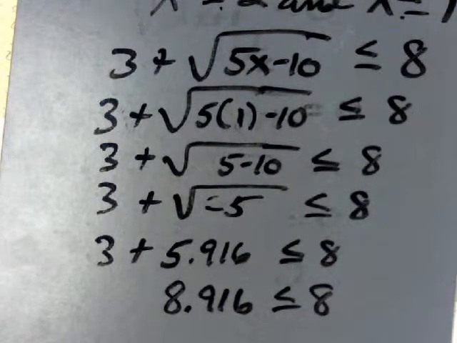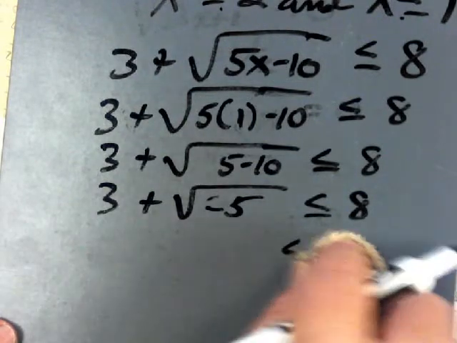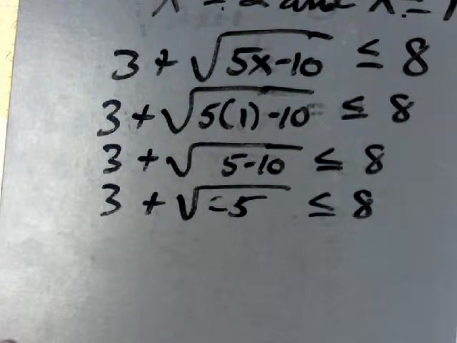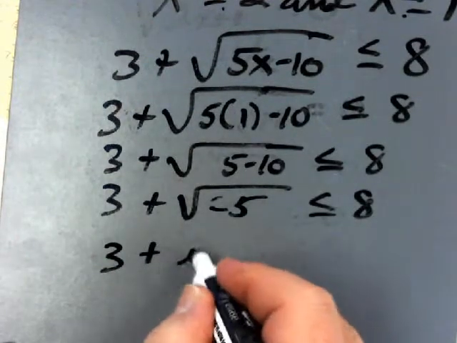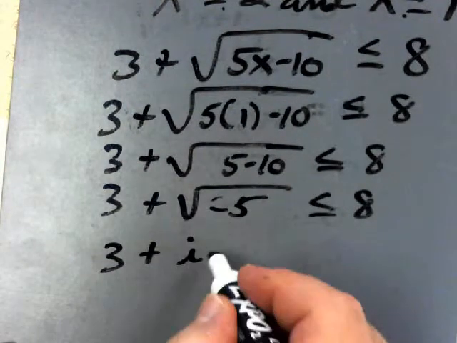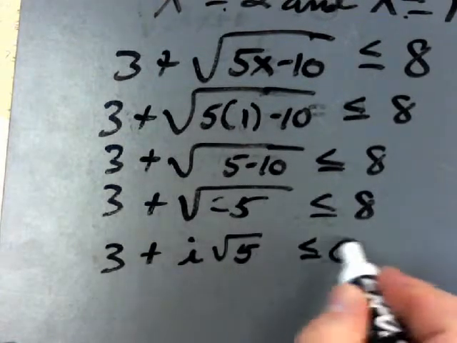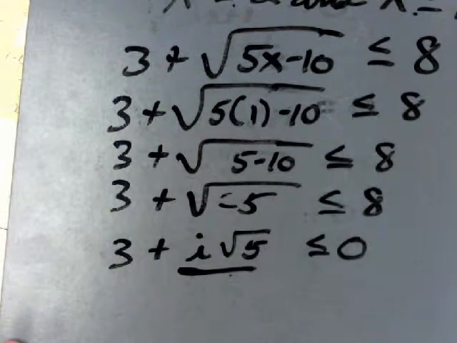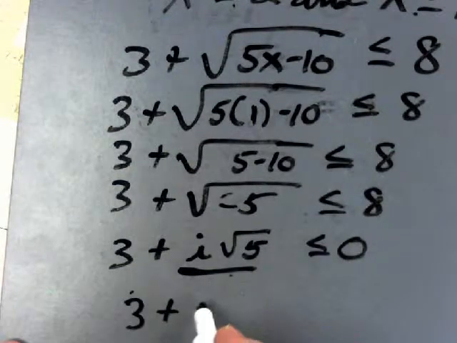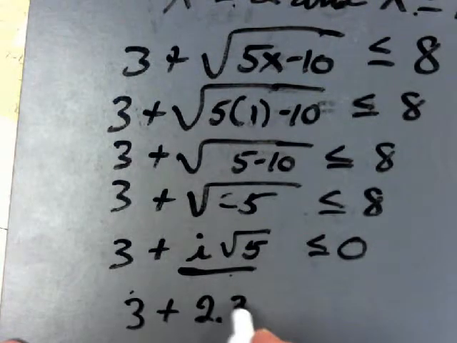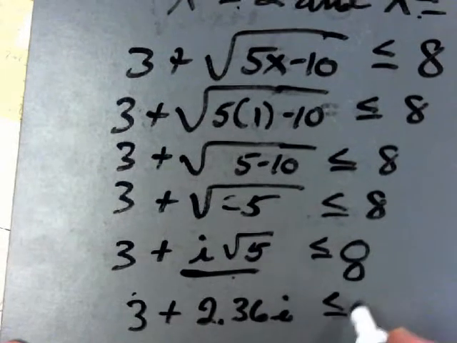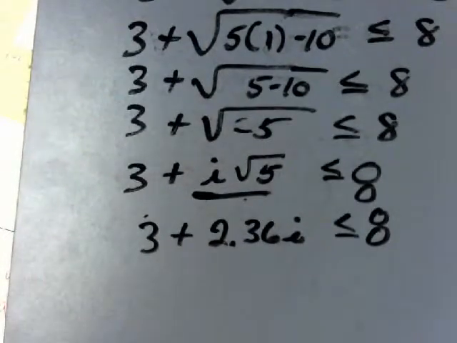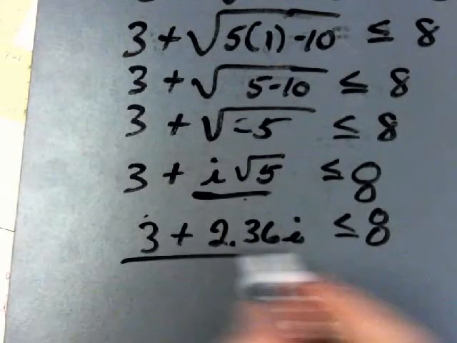What's the square root of a -5? Yeah, it's an imaginary number. It would have an i in it, wouldn't it? Well, is that going to be less than or equal to 8? I have no idea, because 2.236i is imaginary. Can I add 3 to 2.236i? No. So can I make this comparison at all? No. Nope.